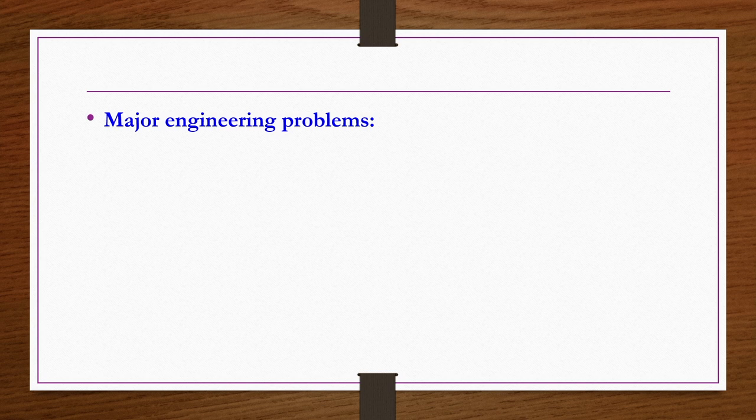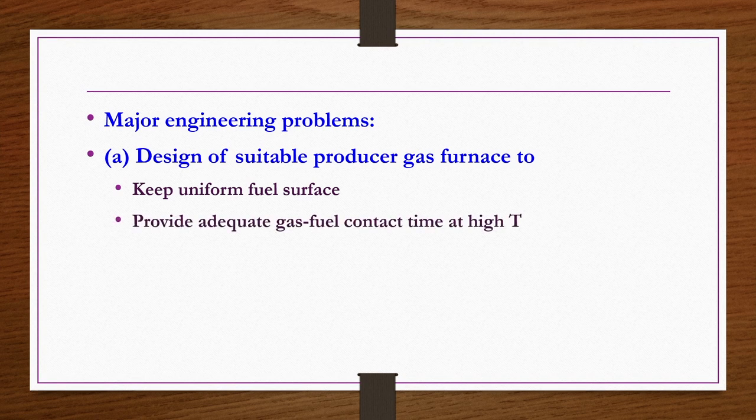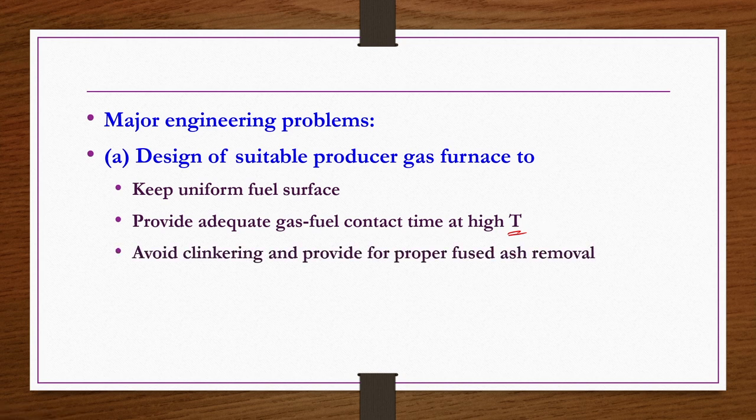Now, the major engineering problems. One is the design of a suitable producer gas furnace that should be able to handle three important problems, as I mentioned: keep a uniform fuel surface, provide adequate gas fuel contact time, especially at high temperatures, and avoid clinkering and provide for proper fused ash removal. Okay, when a lot of ash is formed and accumulated at the bottom of the furnace, it is going to form clinkers, and once clinkers are forming, the removal of such ash is going to become much more difficult.